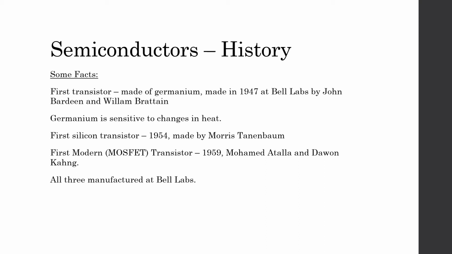The first silicon transistor was made in 1954 by Morris Tannenbaum. However, it was not very effective, and it was too costly to make, even compared to the very costly germanium transistors at the time. The first MOSFET transistor, which utilized silicon oxide effects in order to create a transistor, was invented in 1959 by Mohammed Atalla and Dawon Kahng, all three manufactured at Bell Labs, which is AT&T Bell's lab.